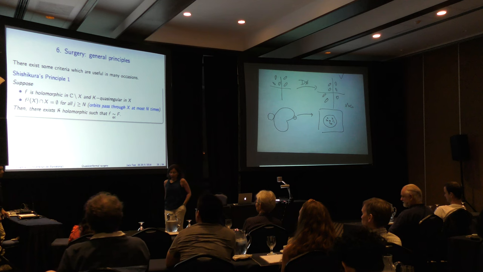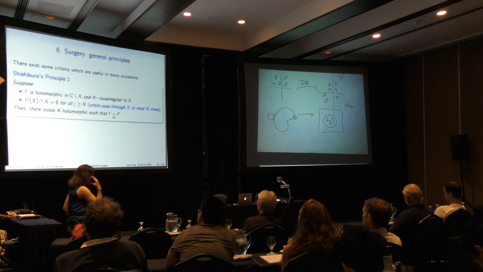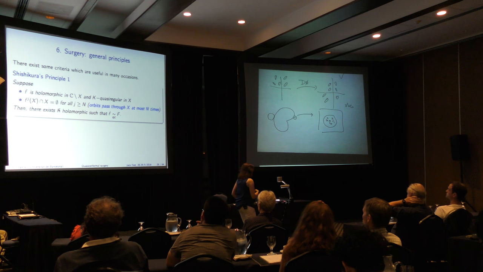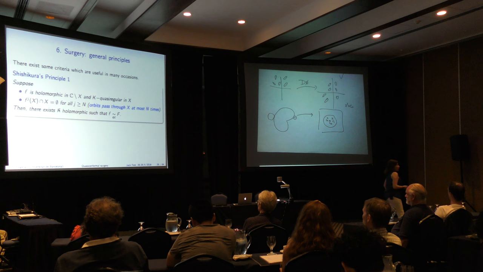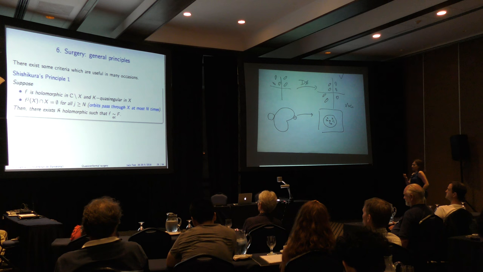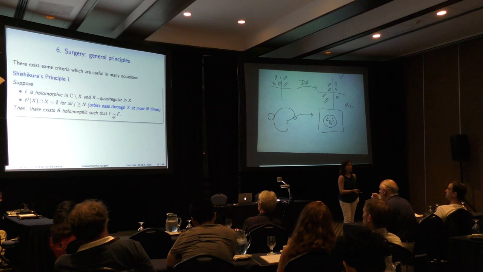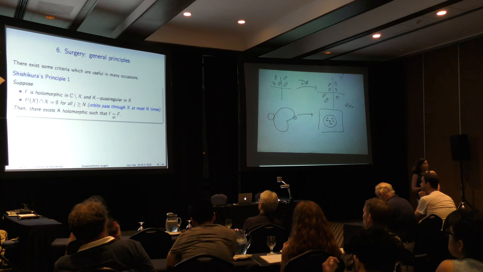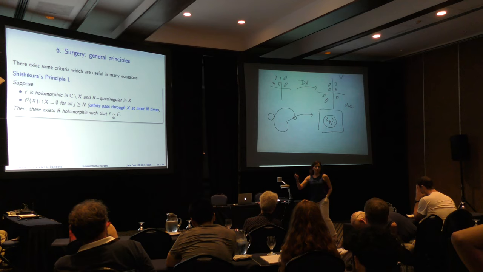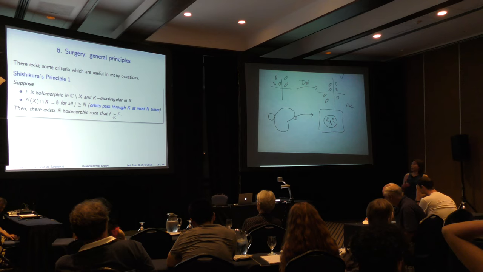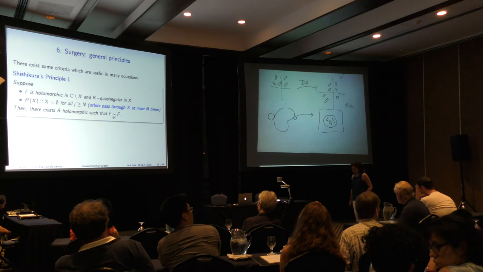Okay, so once we've seen the first example, now that we have something to think about, some idea to be fixed, or we know what we are talking about, let's look at some principles that are important in your construction. Some of them are called Shishikura principles, because Shishikura, who is clearly one of the protagonists of many surgery procedures, tried to formalize them in this way, to be able to test that the constructions he was doing were okay and worked.